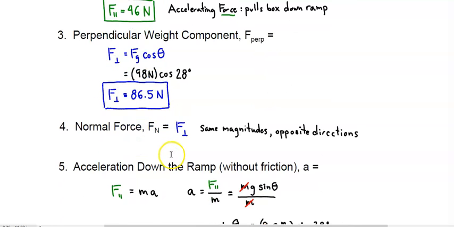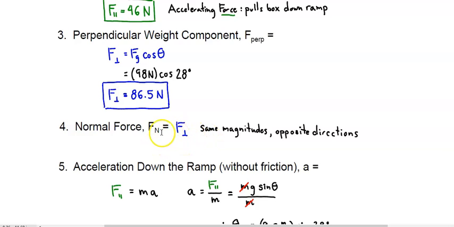The green vector parallel component is the accelerating force. That's the force that pulls the box down the ramp. Now at the moment, it doesn't seem like there's a use for the perpendicular component, but we calculate the normal line, which is equal and opposite to the perpendicular component.